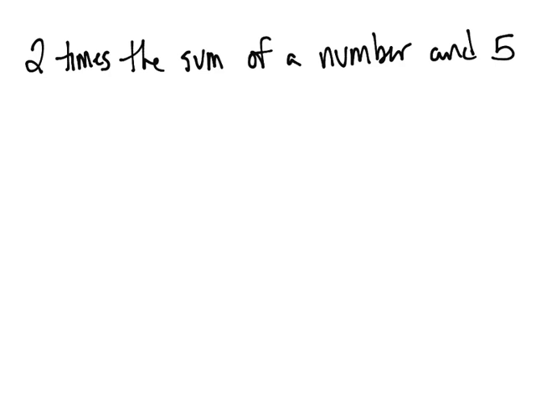Here's another example. 2 times the sum of a number and 5. In order to break this down, we really want to think about our order of operations. To remind you, our normal order of operations, you can remember PEMDAS.